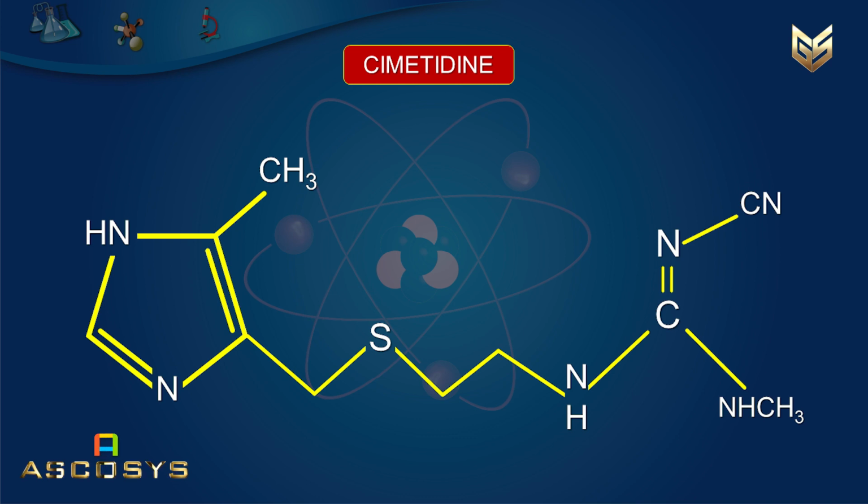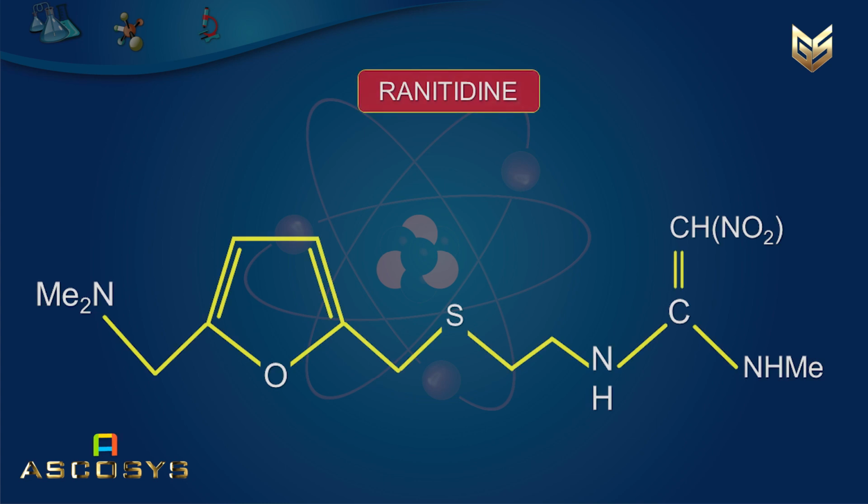Another example of an antacid is ranitidine. Ranitidine is also known as Zantac. You can see the structure of ranitidine on the screen. So, we come across two important antacids that are cimetidine and ranitidine.